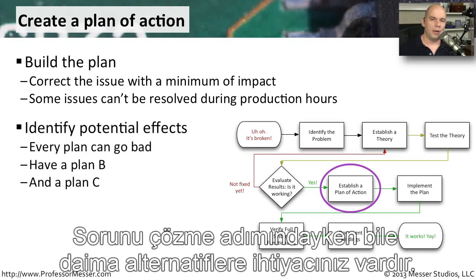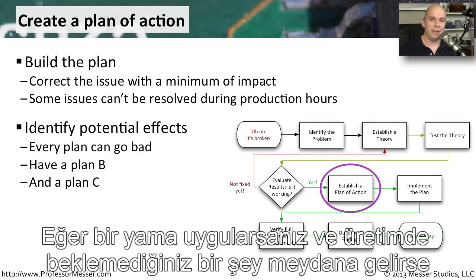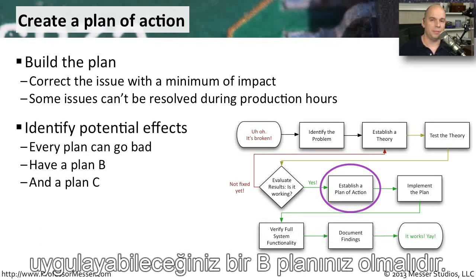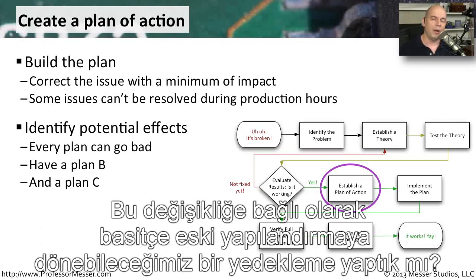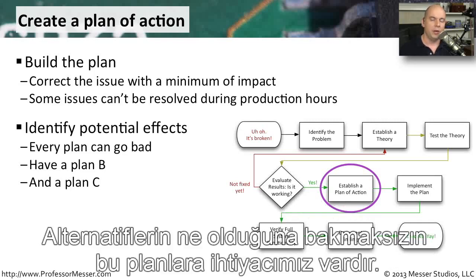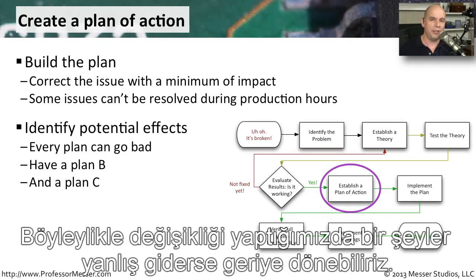Even when you're going through the process of resolving an issue, you still need to have some alternatives. If you apply a patch and something bad happens in production that you weren't expecting, you need a plan B. Do we roll back to a different version? Have we already performed a backup prior to making this change and we can simply revert to the backup configuration? Regardless of what that alternative might be, we need to have that plan in place so that if we make the change and something goes wrong, we can easily go back to the original configuration.